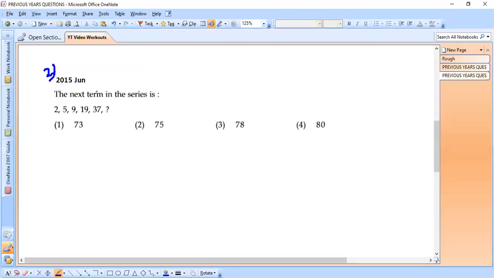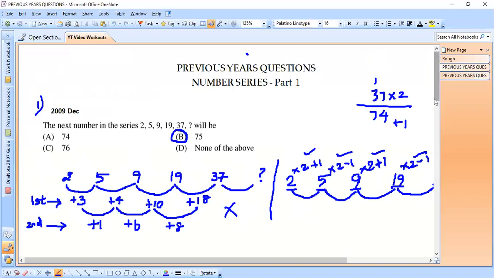Yeah, here we go. So remember this question. What is the next term of the series 2, 5, 9, 19, 37? This is what we have. This question is none other than the same question that we solved in the previous session. See here, 2, 5, 9, 19, 37, the same question that we had in 2009 December.